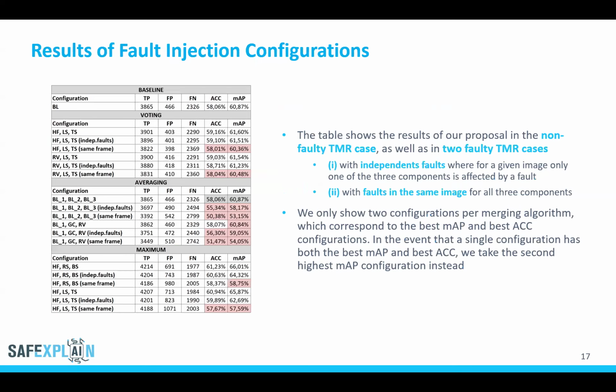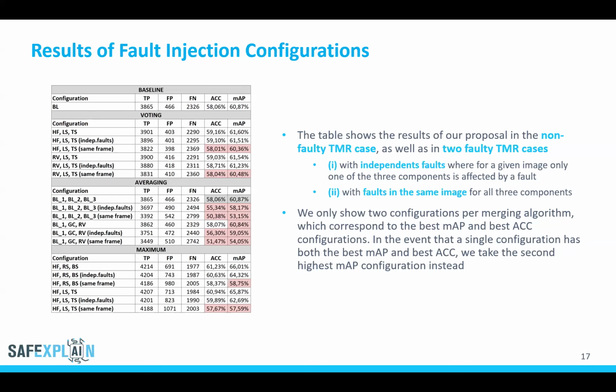So then if we look at these tables, we'll discuss the results of the fault injection. In this table, we show the results of our proposal in non-faulty TMR cases, as well as in 2 faulty cases. So we have the first case, which is with independent faults, which means that for a given image, only one of the 3 components is affected by a fault, right? So only one per image. And then we have the second one, which is faults in the same image for all 3 components, which is a more extreme case.